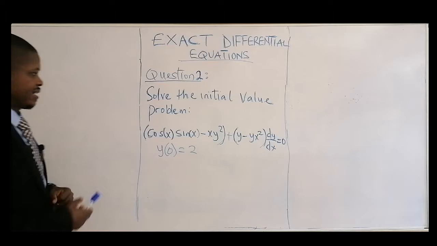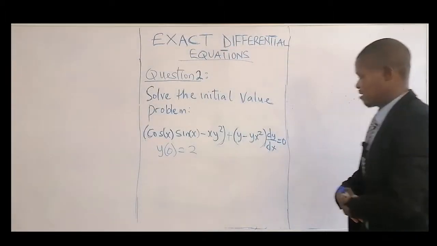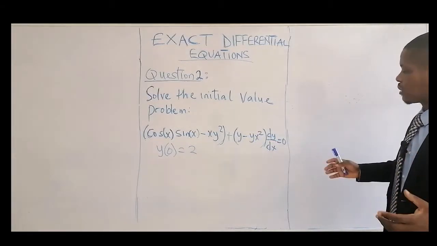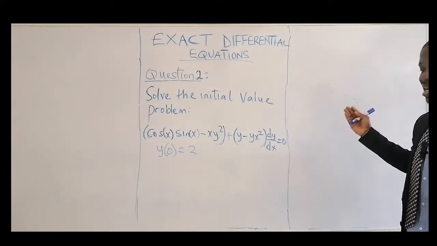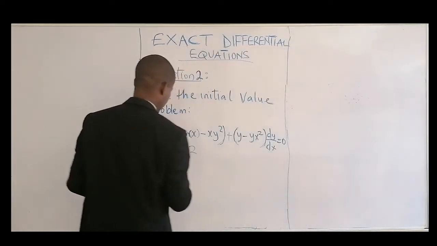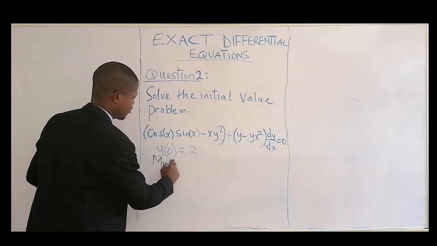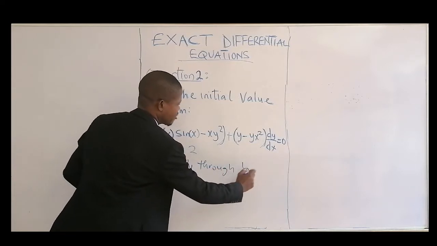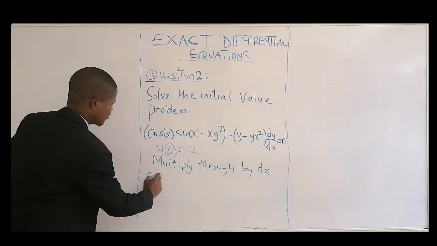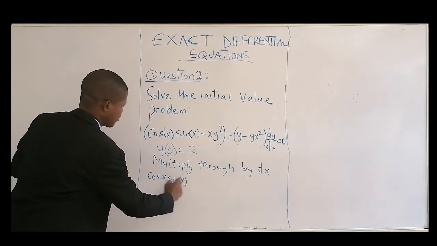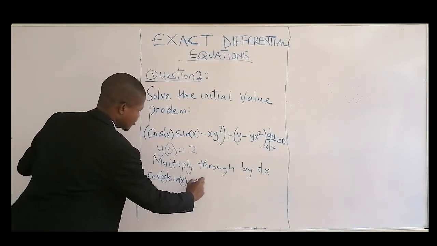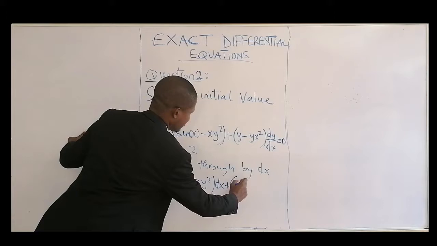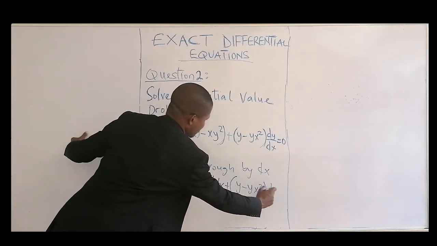So what we have here, instead of the dy being distributed across the two expressions, we only have it in one place. So what we do now is force it to spread across the two given expressions. Multiply through by the denominator dx. So we now have cos x sin x minus xy squared dx, then plus y minus yx squared dy.